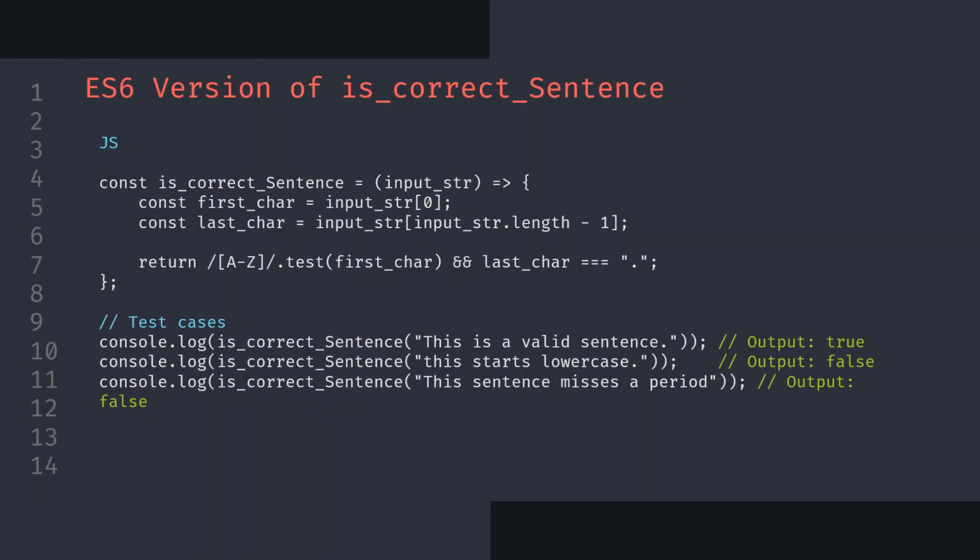The ES6 version is functionally identical to the ES5 implementation, but uses modern JavaScript syntax, including arrow functions and block scoped variables with const. This version is more concise and more readable.